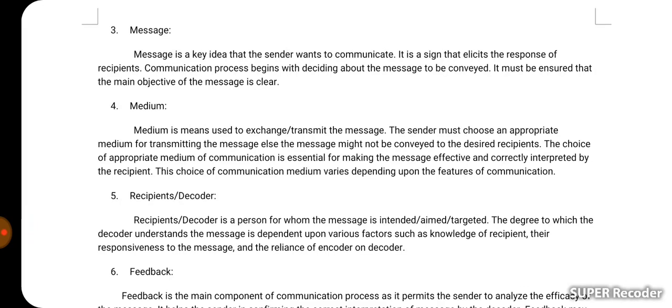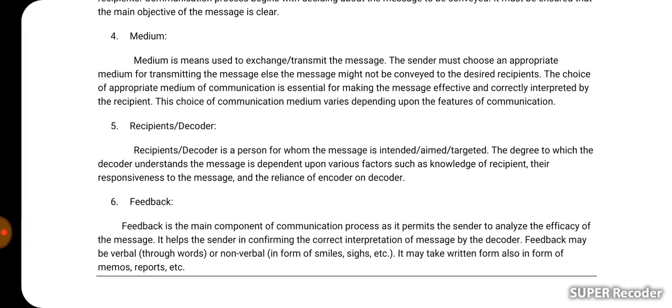The fourth one is medium. Medium is the means used to exchange and transmit the message. Medium is the source through which the message is processed. The sender must choose an appropriate medium for transmitting the message, else the message might not be conveyed to the desired recipients.